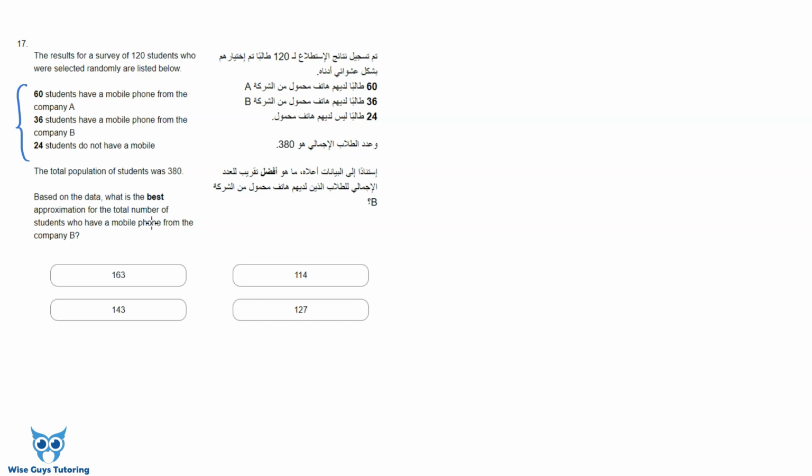So now they're asking me about the best approximation for the total number of students who are using mobile phone company B. So let's focus on mobile phone company B. There's 36 students, right? That means out of 120, 36 of them use mobile phone company B. If you were to make this into a decimal or a percentage, this would be 0.3 or 30%. So if I'm looking at the sample and I have to assume that this sample is a good representation of the 380 total students, that means it's going to have the same proportion. I'm going to have 30% of these 380 students.